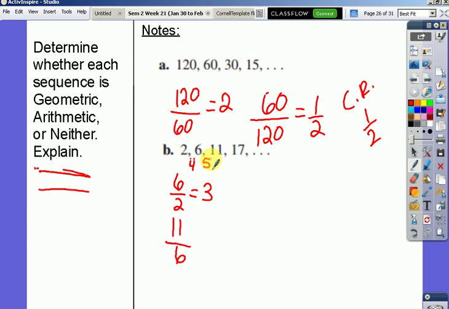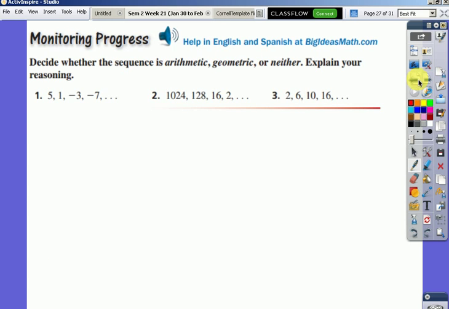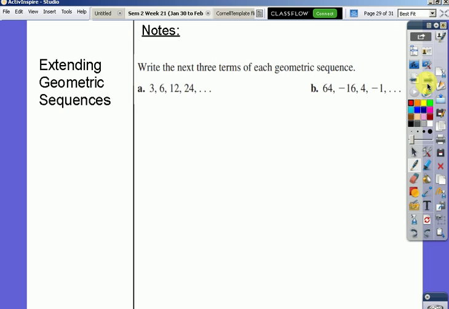Question? That's all there is to that. So we'll practice a few. Alright, I'm going to go back here. If you're watching this on video, do give these a try. Determine if they're arithmetic, geometric, or neither. You can pause and then put them in your notes. And here are those answers for the 3 questions. The next set of notes is just the same thing. You're just telling me what the next 3 terms are.